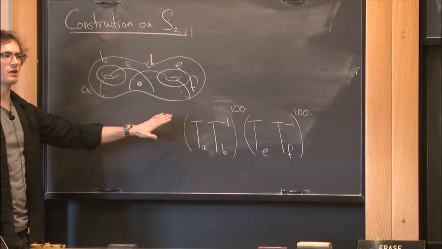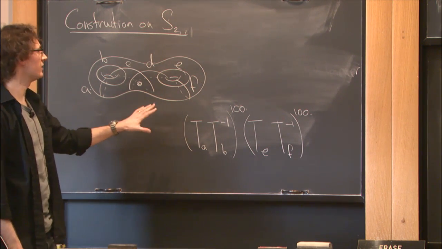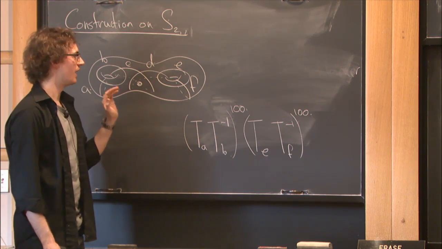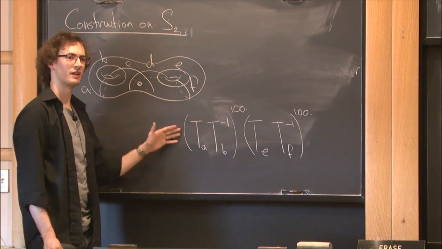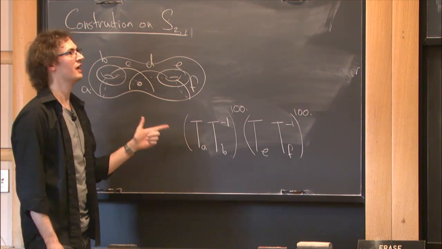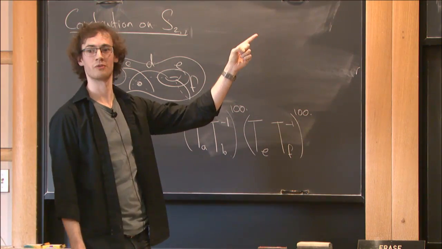And usually this is the moment where everyone in the audience complains, because this mapping class violates one of the key things that we started off by saying, which is that this mapping class is supposed to be pseudo-Anosov.